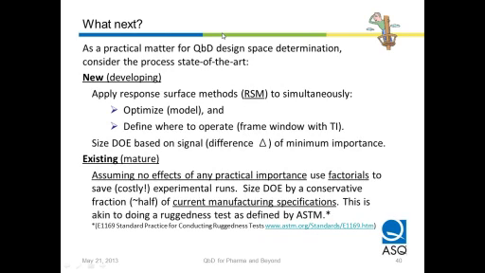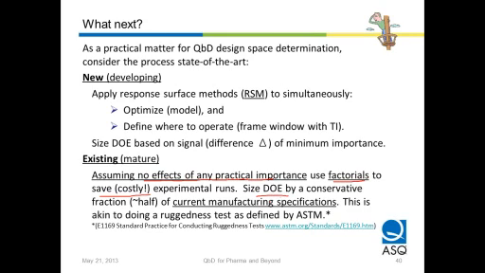And then as far as what next, I gave you a preview of that, and that is if we can assume that there's no effects of any practical importance, then it's possible that we can make use of factorial design rather than response surface methods, which is simpler and requires fewer runs, which saves money.